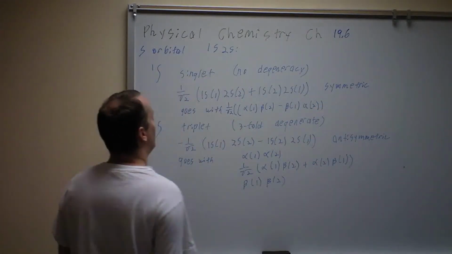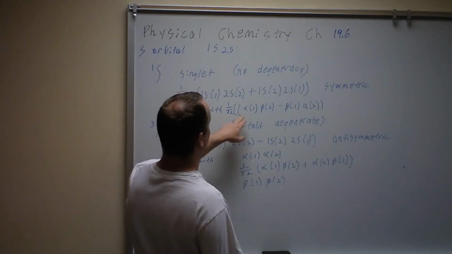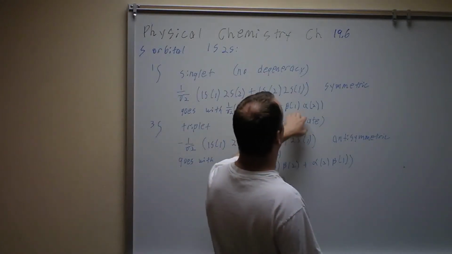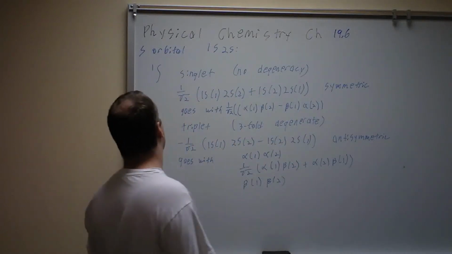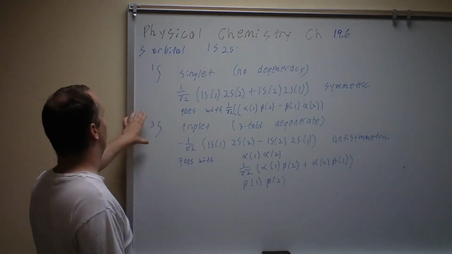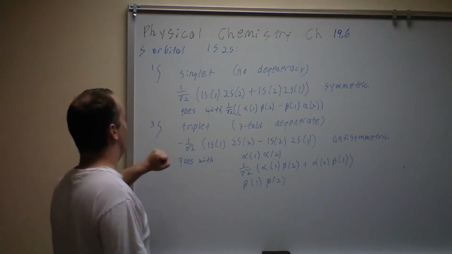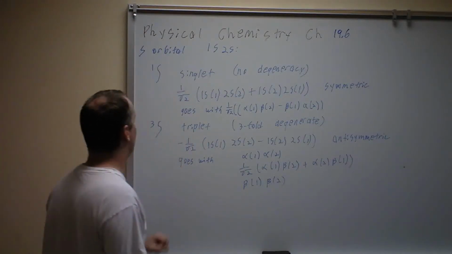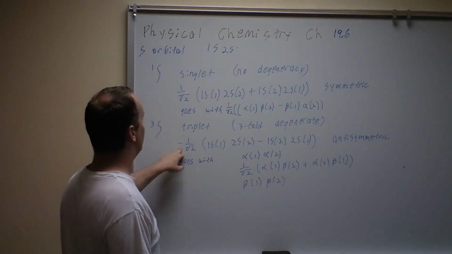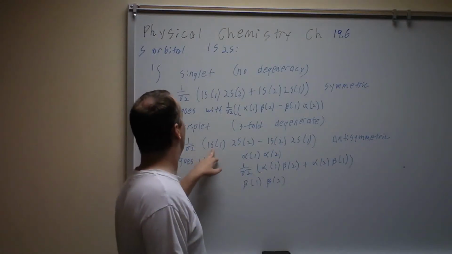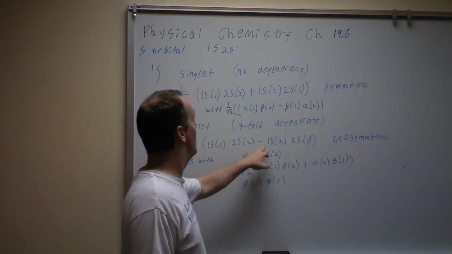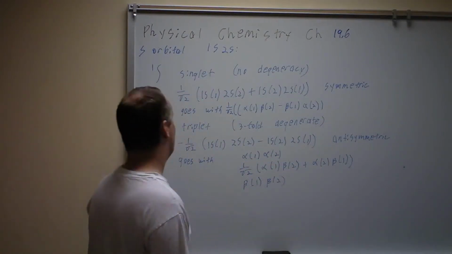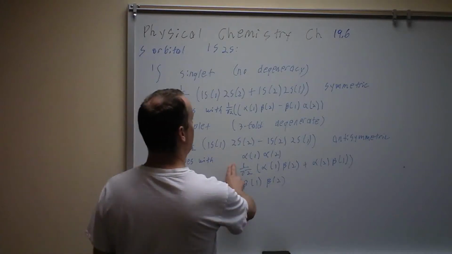Notice this is symmetric. So it goes with 1 over the square root of 2 times quantity alpha 1 beta 2 minus beta 1 alpha 2. The other possibility is the 3S, or the triplet state, which is 3-fold degenerate. So that's 1 over the square root of 2 times 1s1, 2s2 minus 1s2, 2s1. That's antisymmetric, so that'll go with either of these.